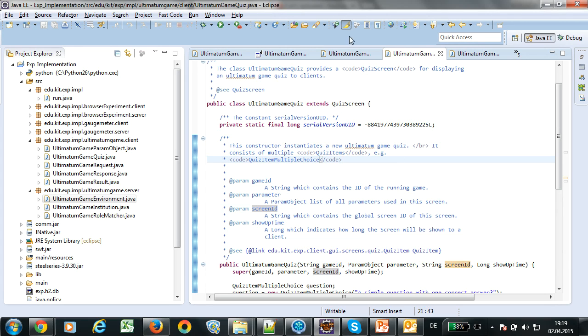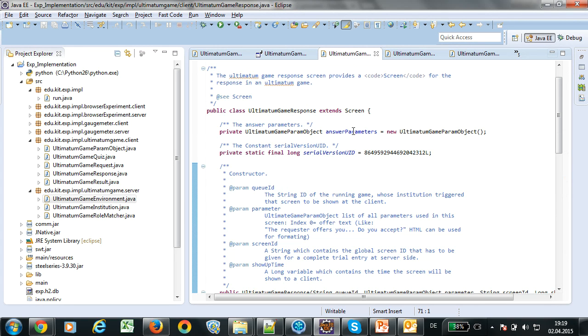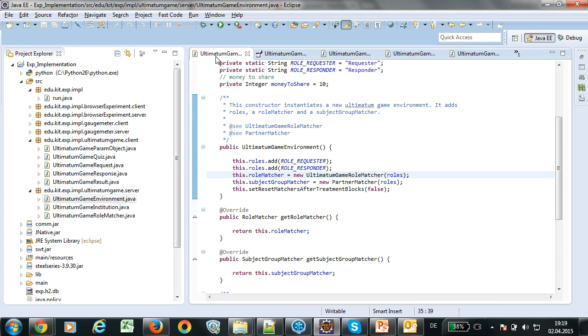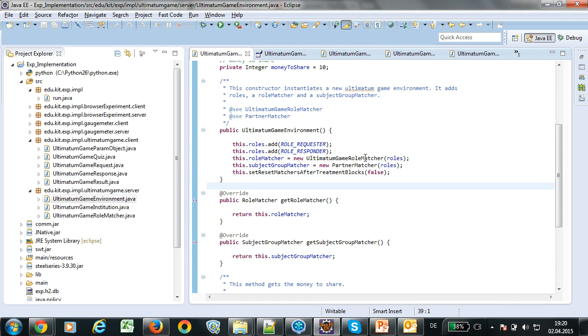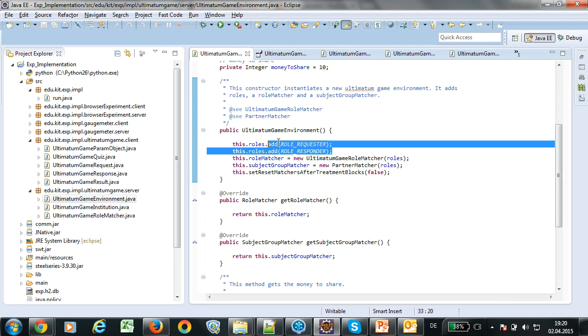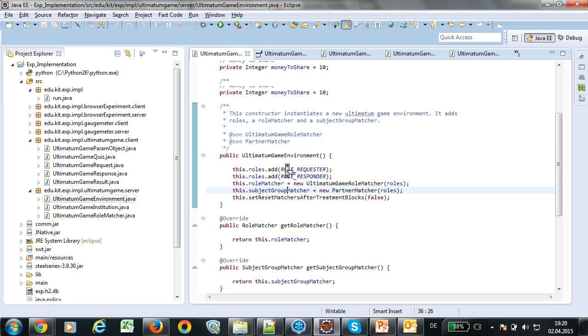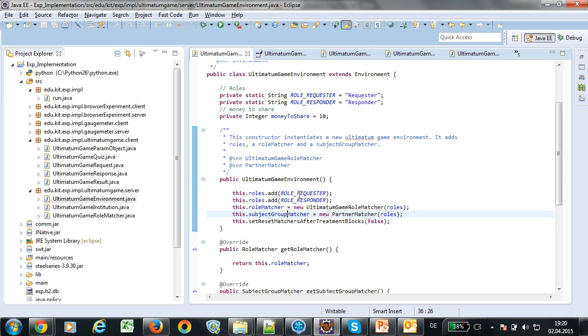And then another thing, yeah, so I'm looking for the institution. Yeah, the environment class, exactly. So we were done with the role matcher. Like you see, the two roles of requester and responder were added to a list of roles, which is available in the environment superclass. And then this list of roles is passed as the parameter to the role matcher object.